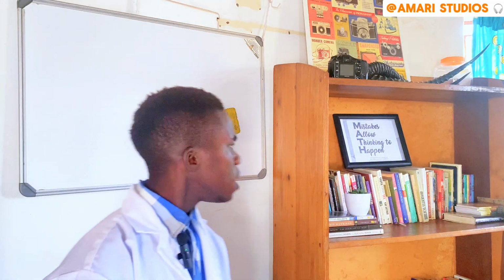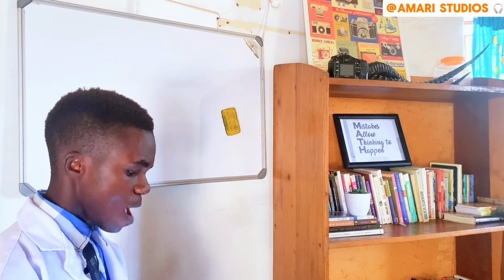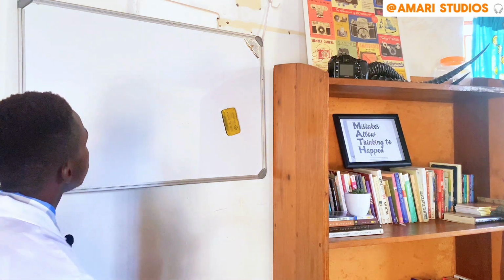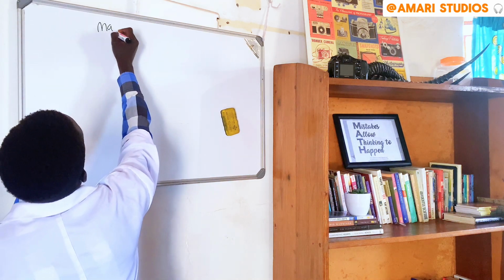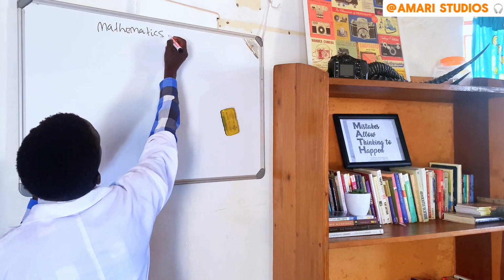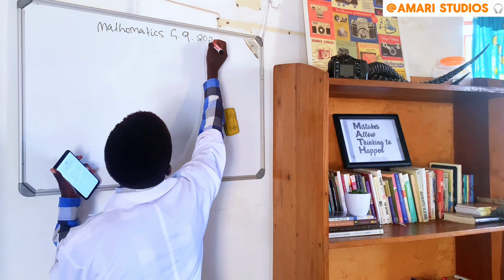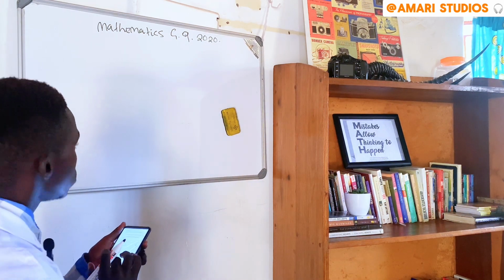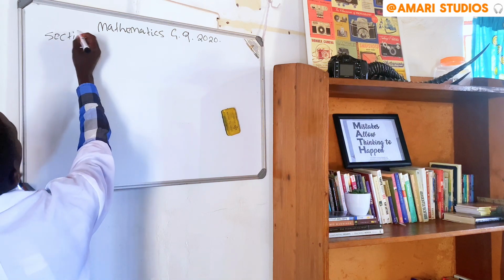So today we are going to revise a mathematics grade 9 past paper, and this is the 2020 mathematics internal. So the first question reads, so we're going to start with section A.